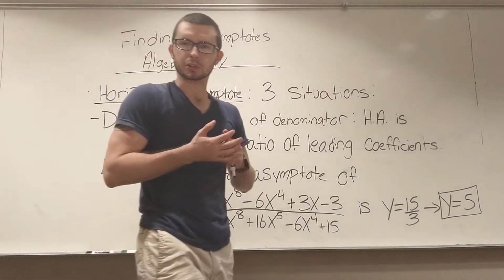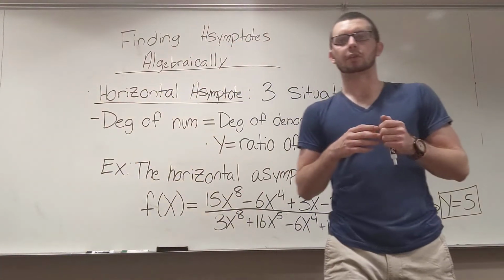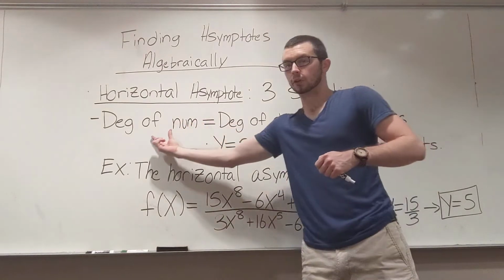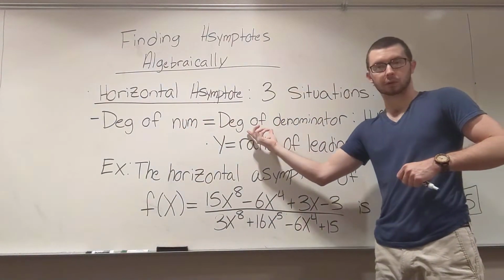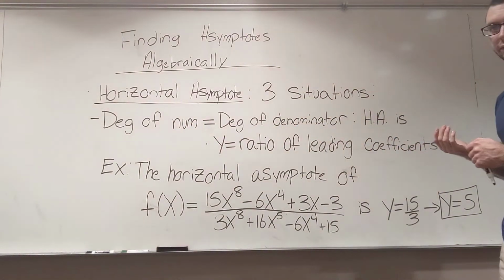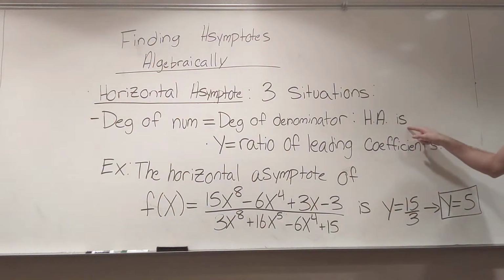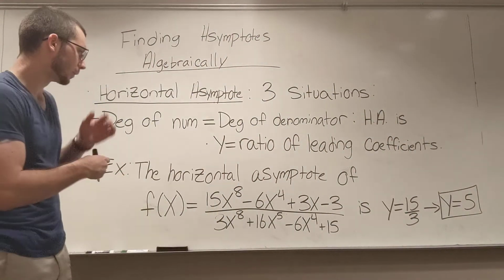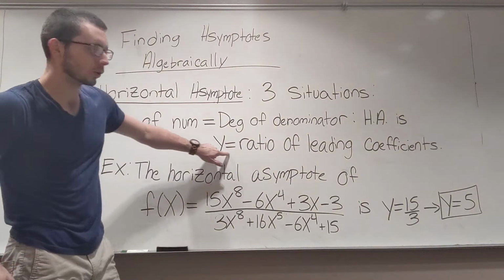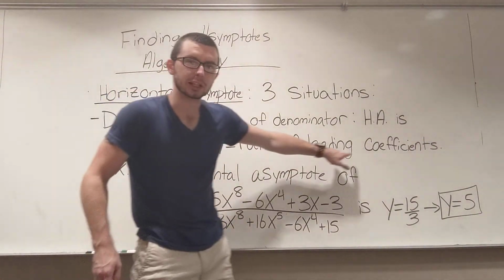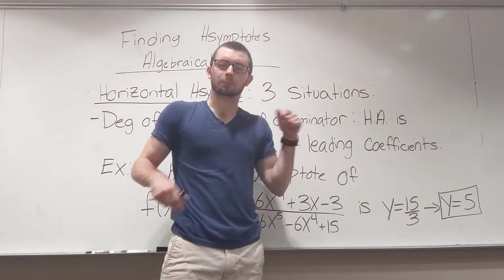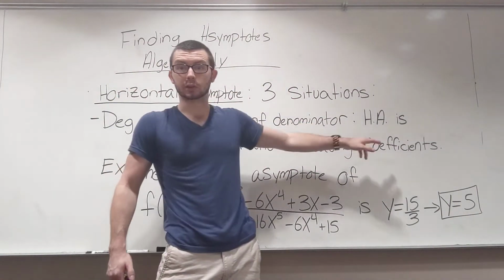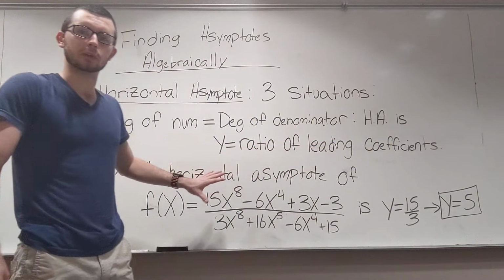A second situation that we have with determining the horizontal asymptote is, well, what happens if the degree of the numerator is equal to the degree of the denominator? And if that's the situation, then the horizontal asymptote is something we have to sort of figure out. It's y is equal to the ratio of the leading coefficients. So ratio is just a fraction. So it's the fraction of the leading coefficients. And I have an example down here.